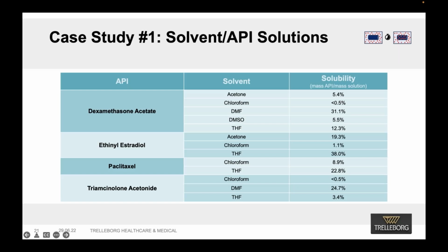So then our team set out to really understand the maximum concentration of each of these compounds that we can fit into the solvents. So, the solubility of each of the drugs within each of the solvents.